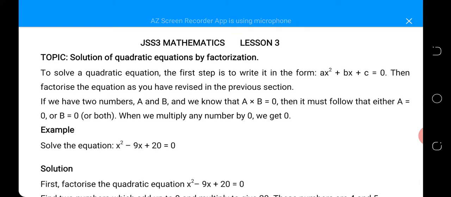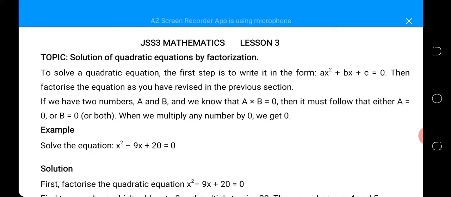Let me explain this further. When the product of two numbers, for example a and b, is equal to 0, it means either a is equal to 0 or b is equal to 0, or both of them are equal to 0. That is the principle we employ in solving quadratic equations. Now let's look at how we can solve quadratic equations by considering some examples.